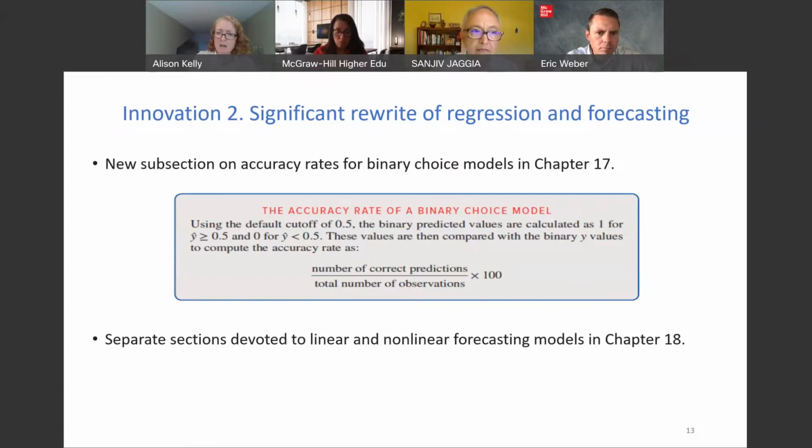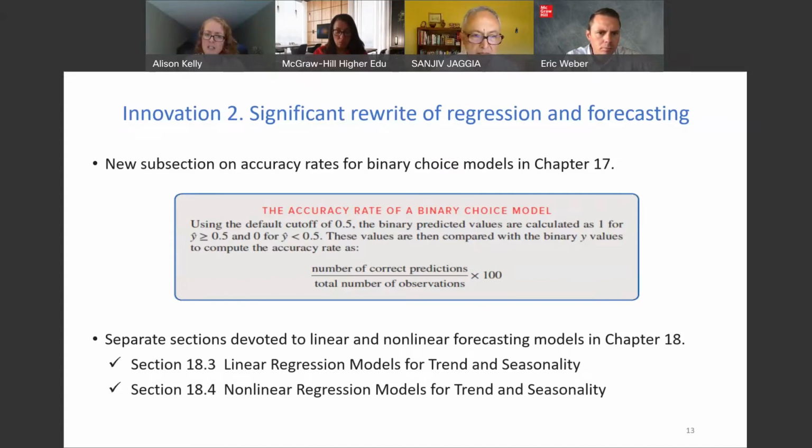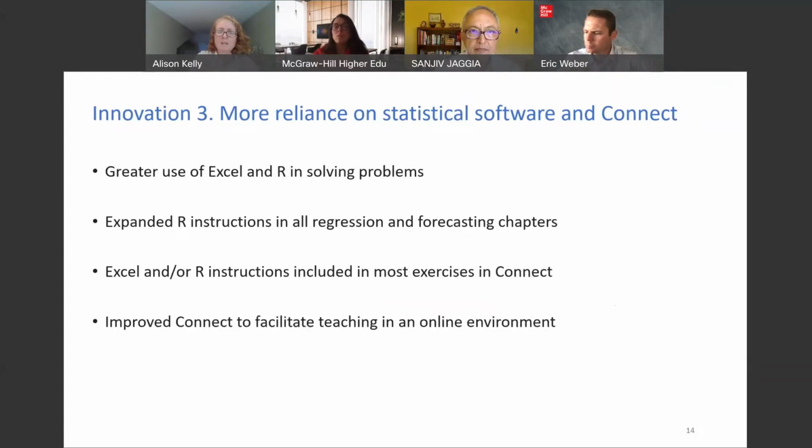And as I mentioned, the last thing in this innovation too is we have separated linear regression models for trend and seasonality from nonlinear regression models for trend and seasonality. Understanding that some instructors might just want to focus on the linear regression models for forecasting rather than go into the nonlinear regression models. So with that, I'm going to let Sanjeev take over and discuss our last two innovations.